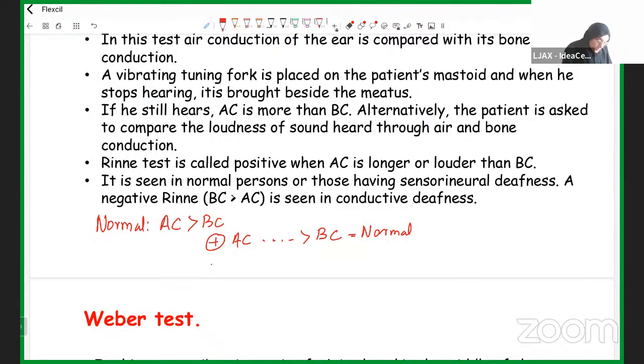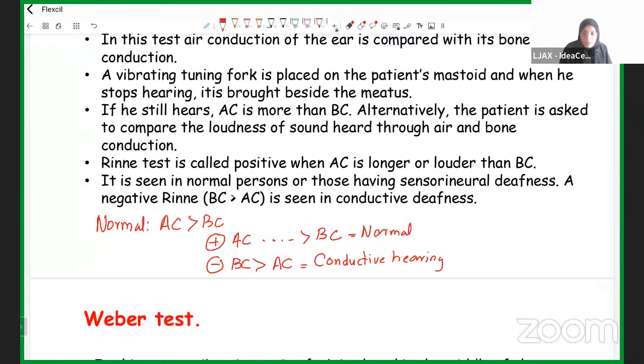Now, it becomes negative when you vibrate the tuning fork and put it on the patient's mastoid bone, and after some time you move it to the air, in front of his ear. If he says, I can hear the sound better when you put it on my mastoid bone behind the pinna, that is called bone conduction more than air conduction. It means he has conductive hearing loss.